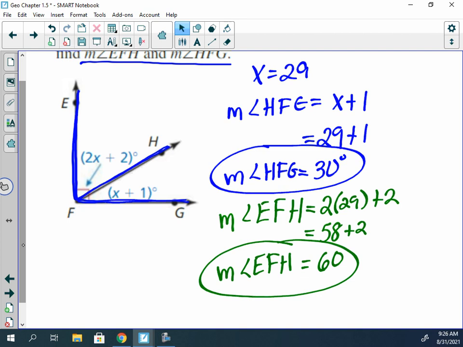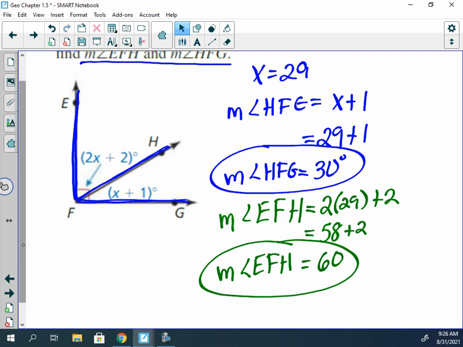If you like the way I have it set up here where we plugged it into both, awesome. If it makes sense that one of them is 30, and we know the total is 90, 90 minus 30 gives us 60, that works too. Either one of them will work.